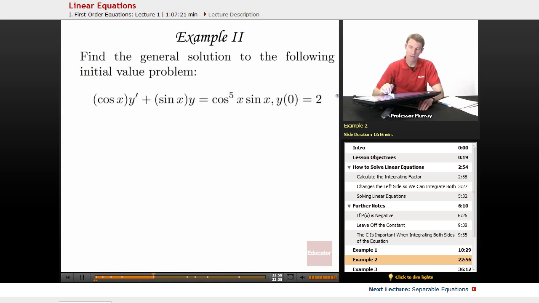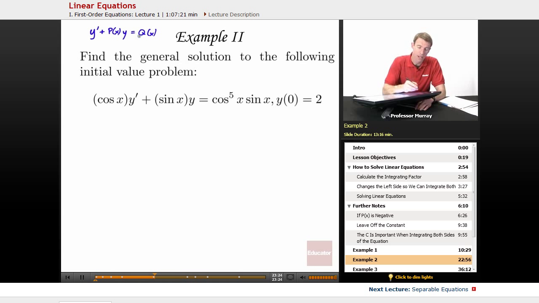So in example 2, we have to find the solution to the following initial value problem. Cosine x y prime plus sine x y is equal to cosine to the 5th x sine x, and then the initial condition is y of 0 is equal to 2. Now let me remind you the format for a linear differential equation. It has to be in this form, y prime plus p of x y is equal to q of x. It's got to be in that form.